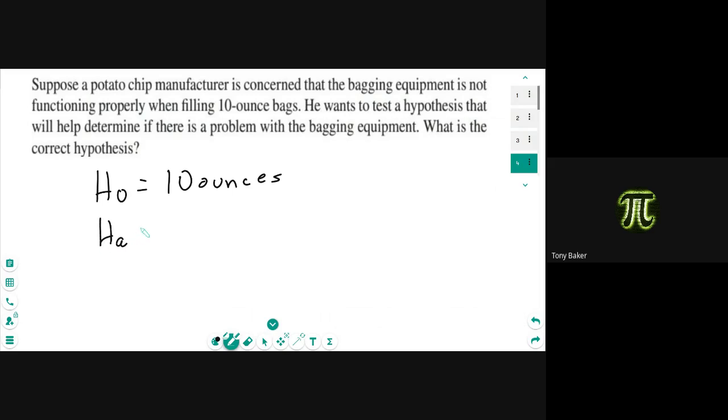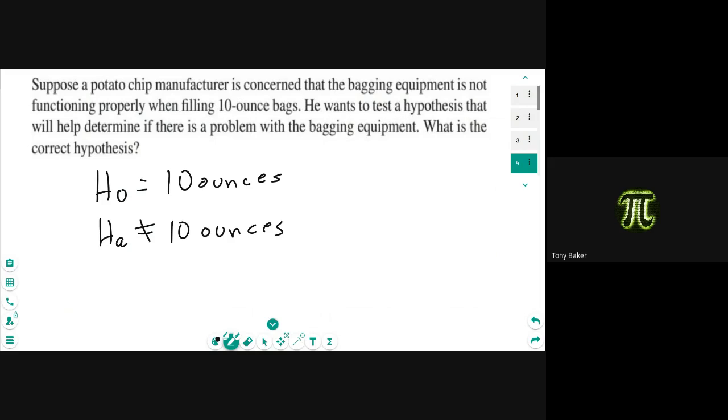My alternate hypothesis is what is happening. He says he wants to test the hypothesis to determine if there's a problem with the bagging equipment. If there's a problem, what would that mean? It's not equal to. It's both directions, right? It means if it's greater than 10 ounces or less than 10 ounces. So basically, that's saying that it is not equal to 10 ounces. If you go both directions, that's not equal to.